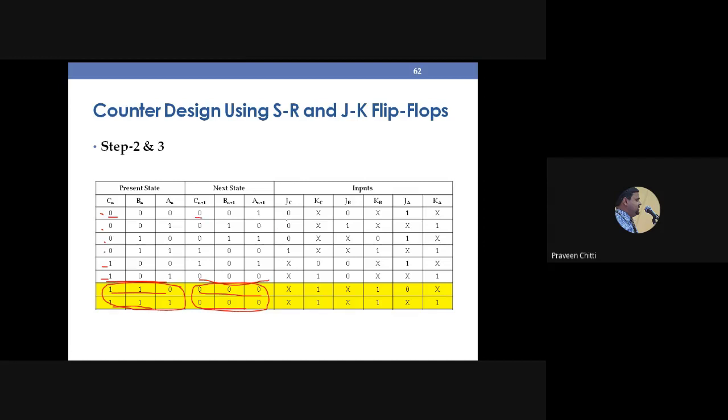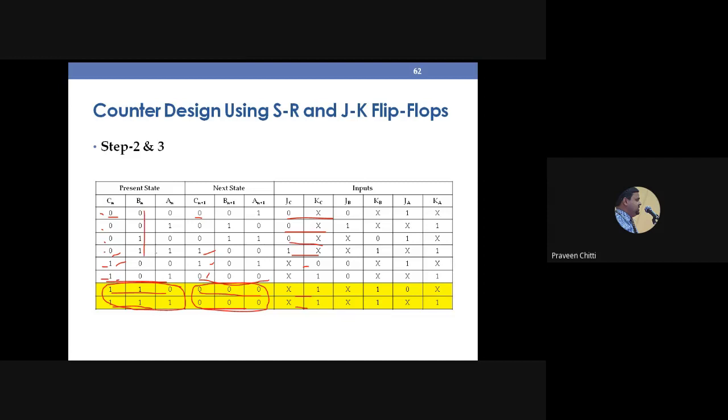0 0, it becomes 0x. Similarly 0 0, again 0x, then 0 1. See, this is 0 0 again, that is 0x. And then for 0 1, it is 1x. Then for 1 1, it is x0. Then for 1 0, it is x1, and 1 0 again x1, x1. You have to write like this.